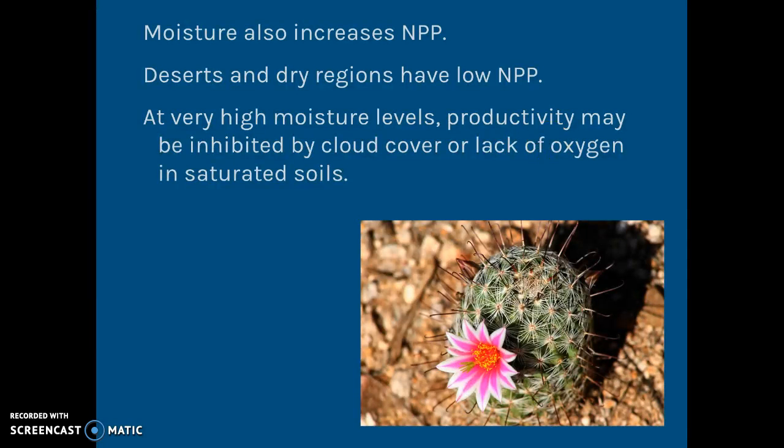Okay, moisture is another factor that's going to increase our NPP. At very high moisture levels, productivity may be inhibited by cloud cover or lack of oxygen in saturated soils, but generally deserts and dry regions have low NPP. And generally, an increase in moisture is going to increase NPP until we get to that very high moisture level.